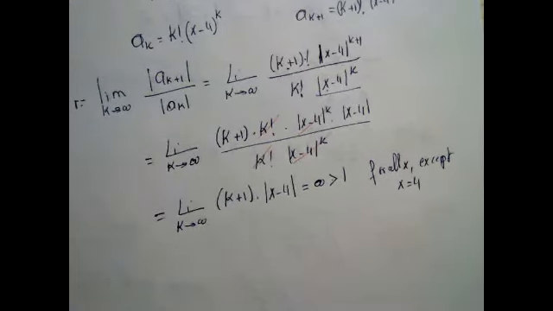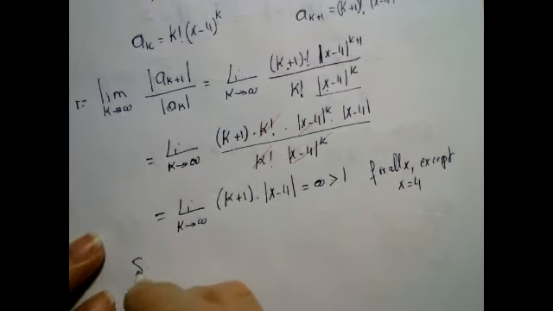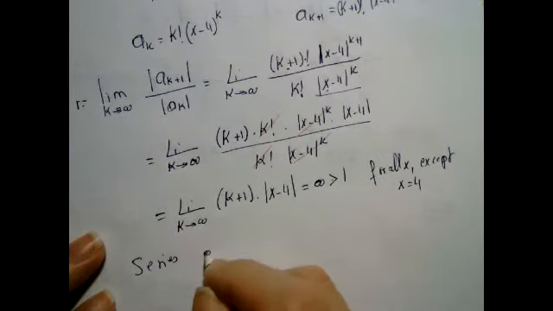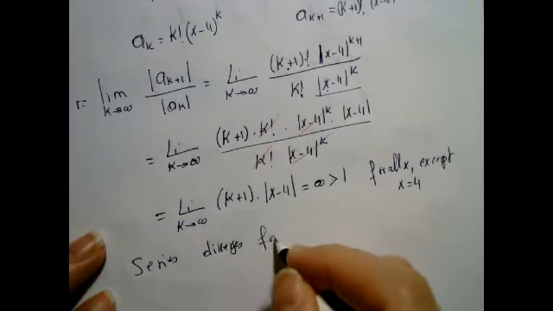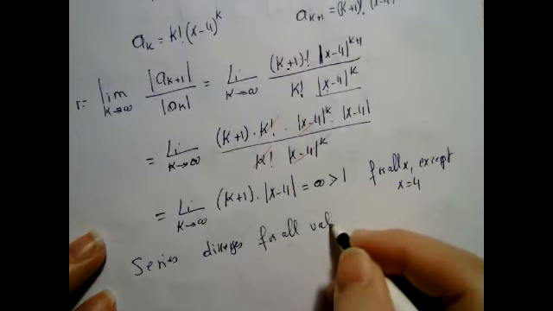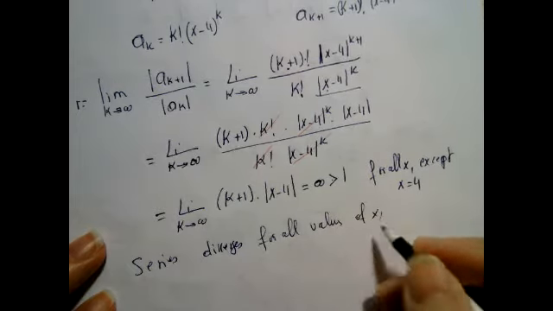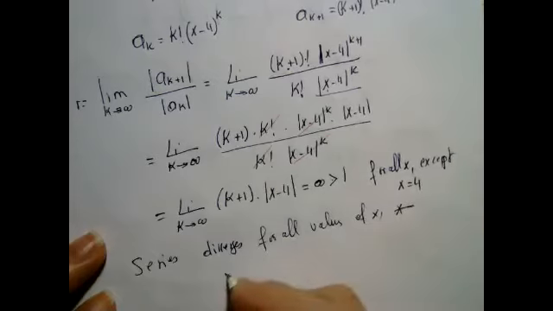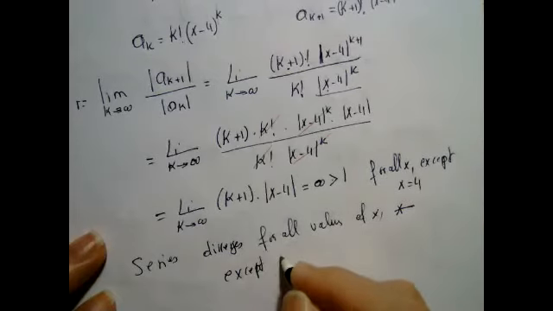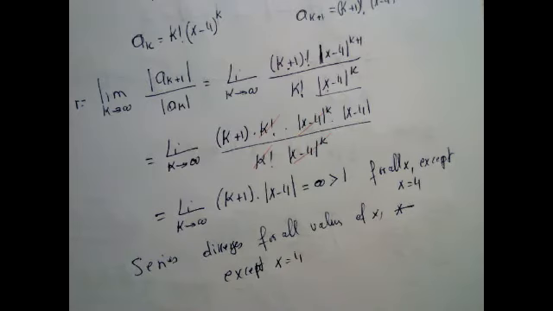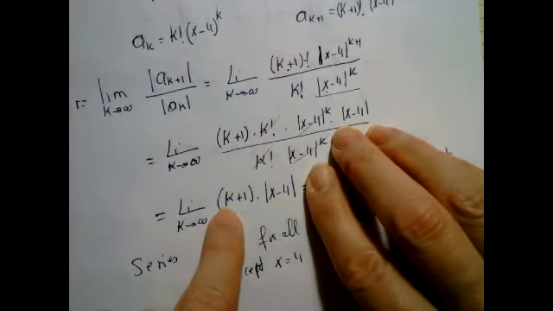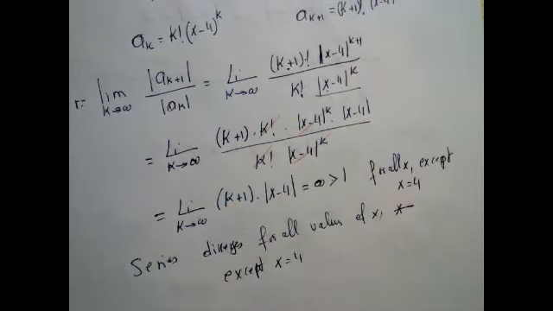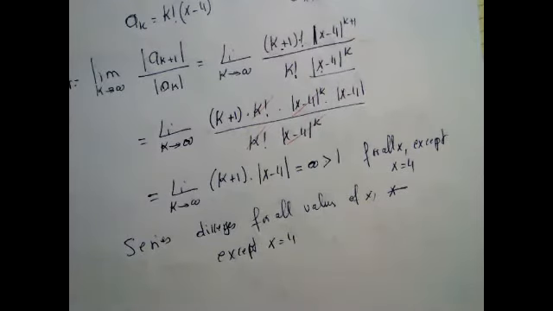So what does this tell me about the series? It means the series diverges for all values of x except x equal to 4. And I repeat, why x equal to 4? Because if x is 4, I will have 0 times (k plus 1), which is 0, so it will be less than 1. So x equal to 4 is a special case. Otherwise, if x is different from 4, the series will always diverge.